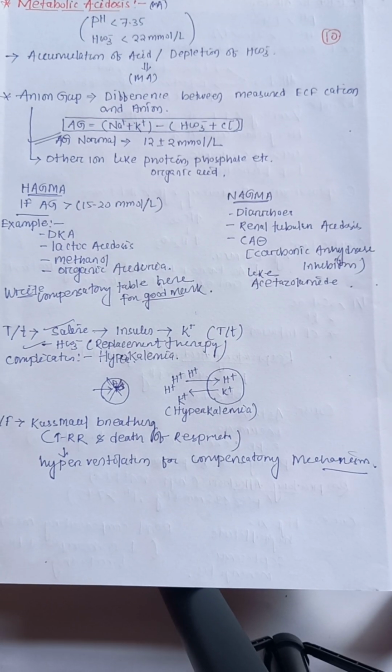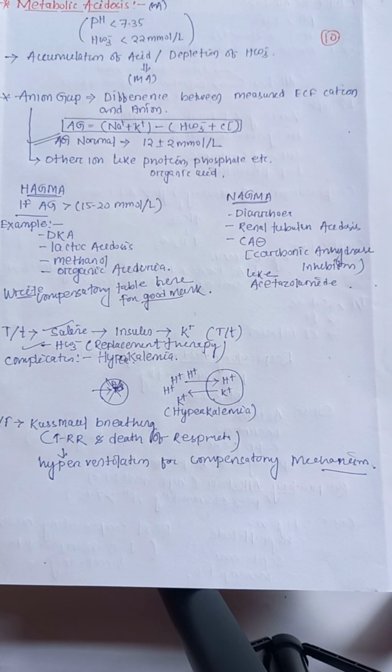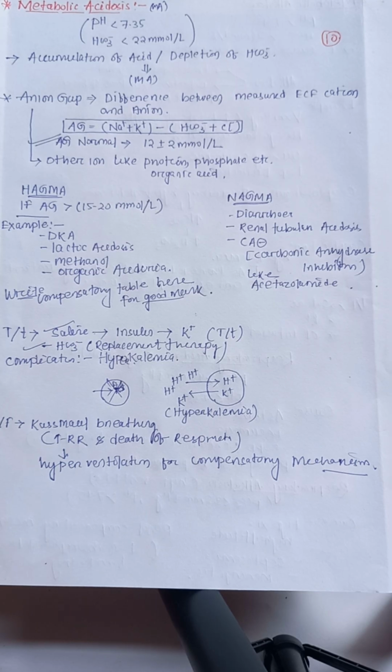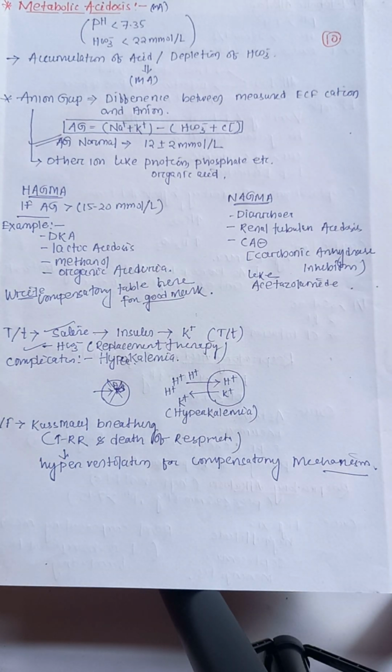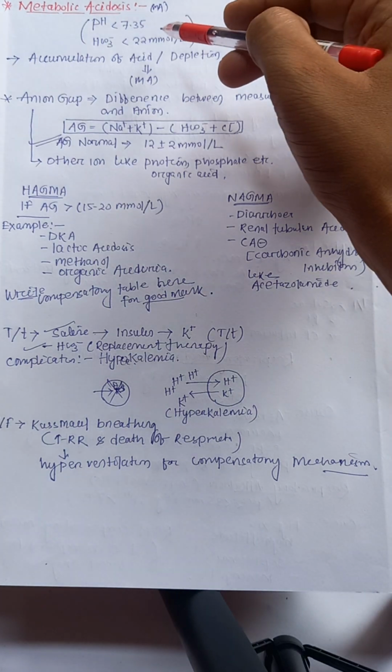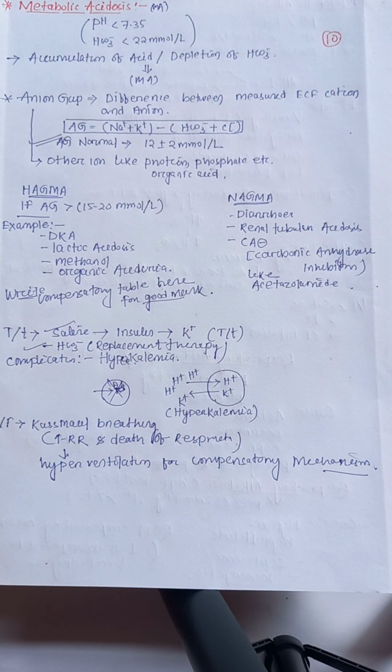Next is metabolic acidosis, one of the most important short notes asked in the university examination. You know pH is less than 7.35, and you should also know the level of partial pressure of CO2, which is 35 to 45 mm Hg, whereas the HCO3 level is 22 to 26 millimoles or milliequivalents per liter. So it is less than that, meaning a decrease in bicarbonate level.